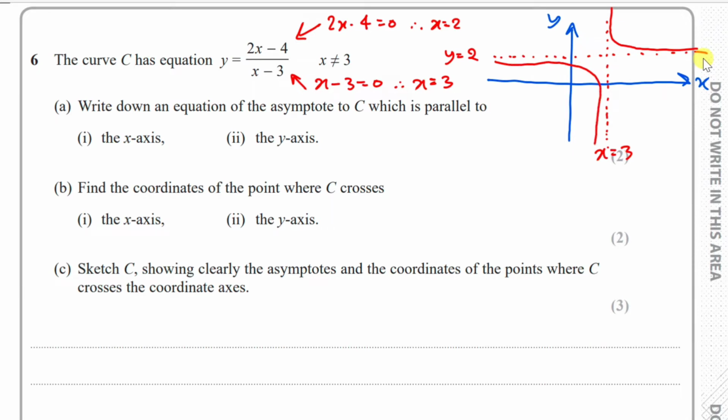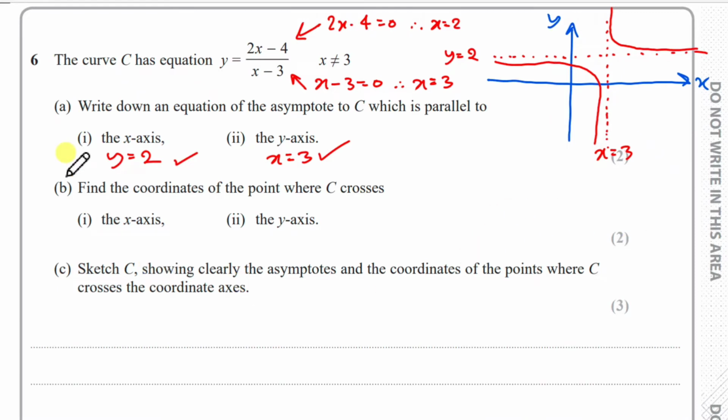Now, if we answer the question, it says, write down an equation of the asymptote of C which is parallel to the x-axis and the y-axis. Well, the one that's parallel to the x-axis is y equals 2. And the one that's parallel to the y-axis is x equals 3. And that's really it, guys. That's literally both of these done.